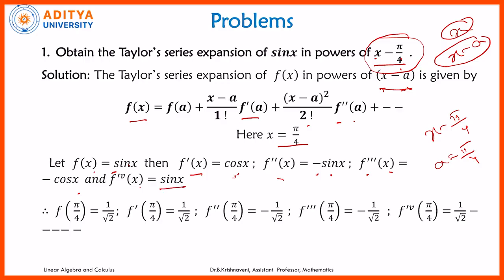Now find out the value of each at x is equal to pi by 4. f of pi by 4, sin pi by 4, is 1 by root 2, f dash of pi by 4, cos pi by 4, is 1 by root 2, f double dash of pi by 4, minus sin pi by 4, is minus 1 by root 2, f triple dash of pi by 4, minus cos pi by 4, is minus 1 by root 2, and the fourth derivative, sin pi by 4, is 1 by root 2, and so on.